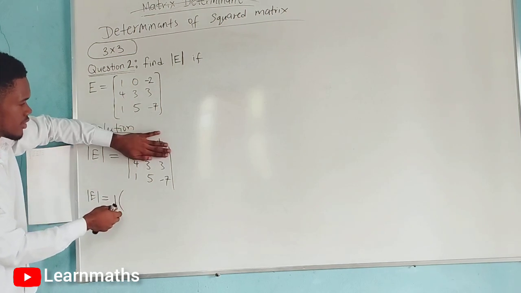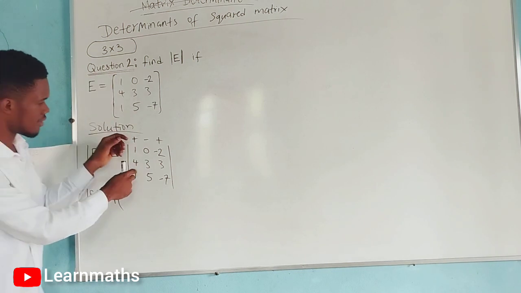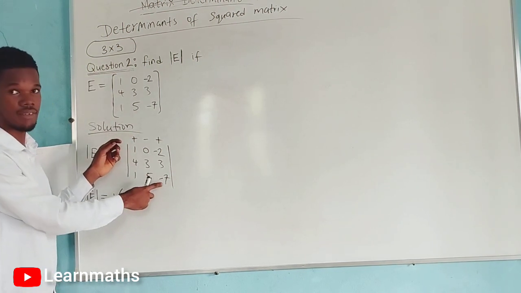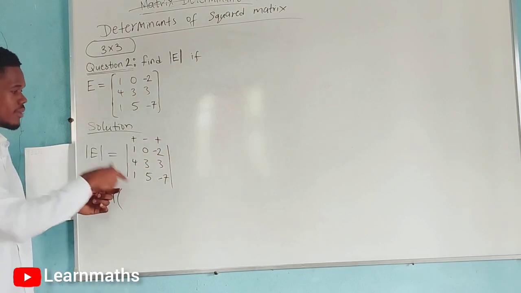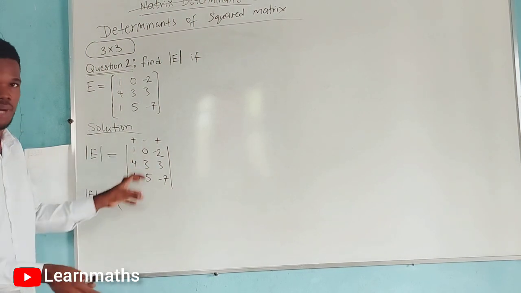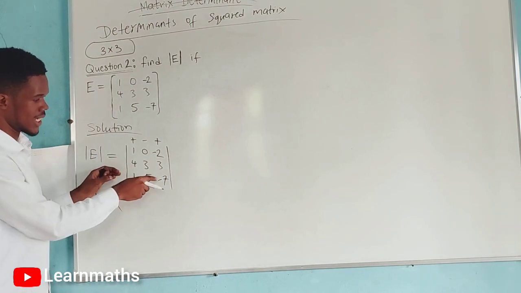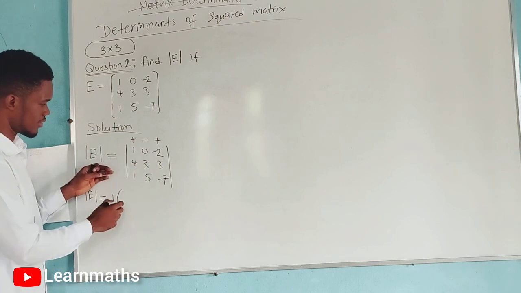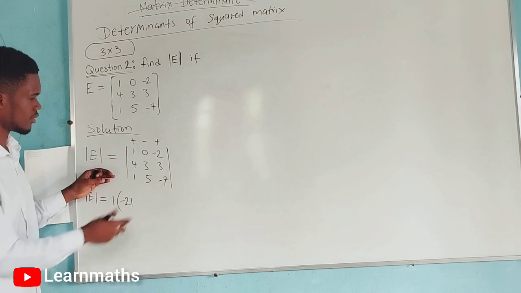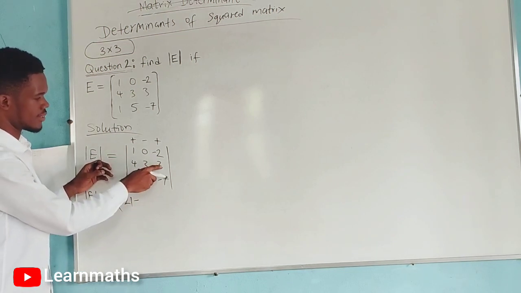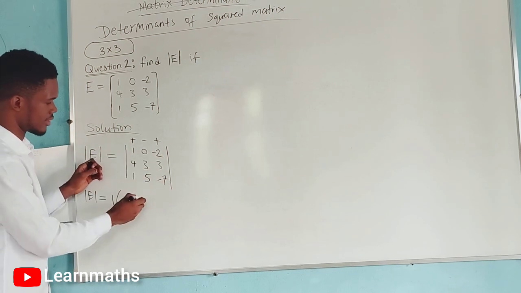So if I cover the first row and the first column, I'm going to have 3, 3, 5, minus 7. So let's find the determinant of that smaller 2 by 2 matrix. That determinant is going to be negative 7 times 3, which is negative 21, and minus 5 times 3, which is 15.